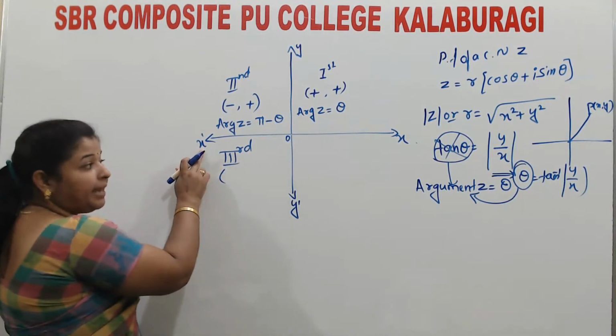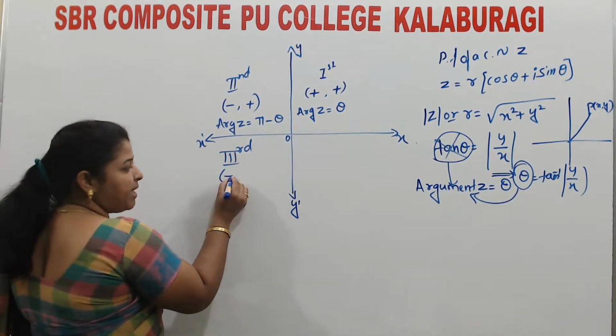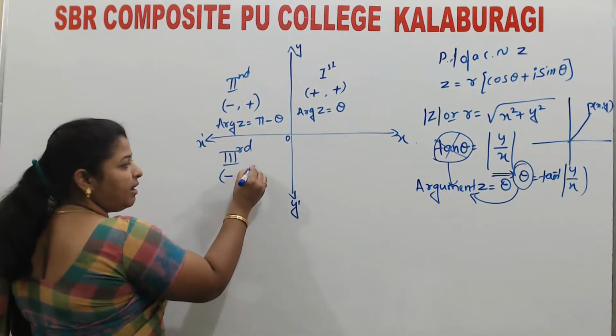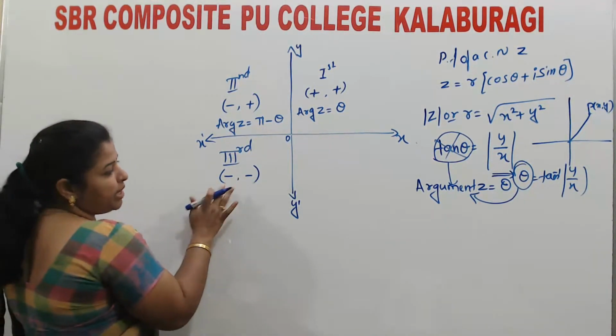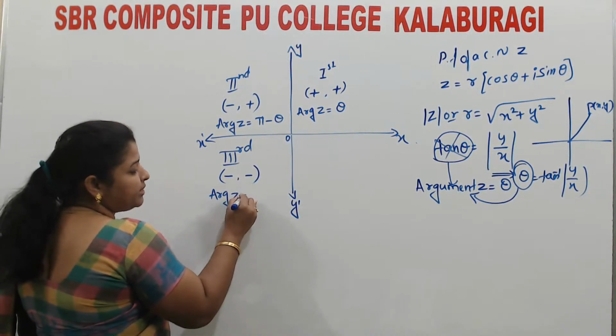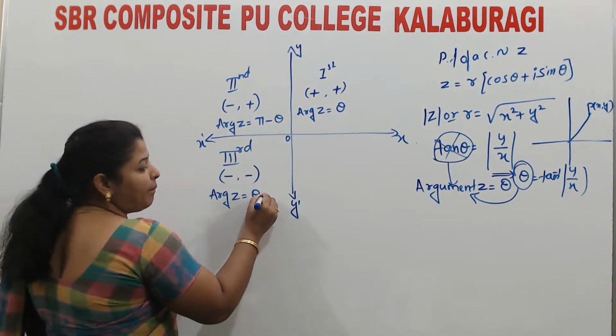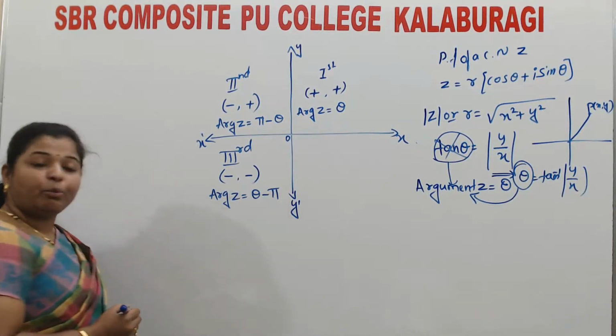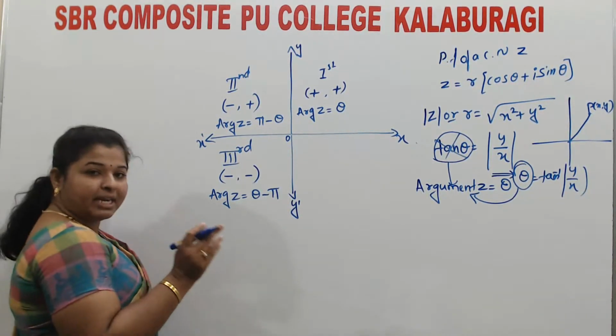In third quadrant, x dash is there. X dash means minus. Here y dash is there, minus. X is also negative, y is also negative. Therefore, argument of z is equal to theta minus pi.